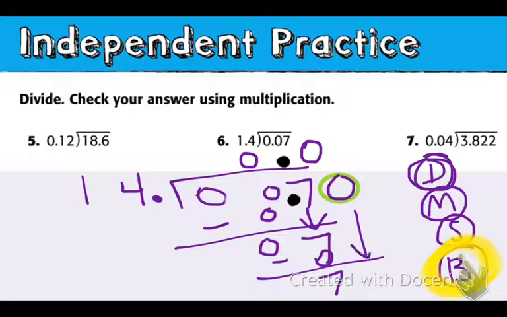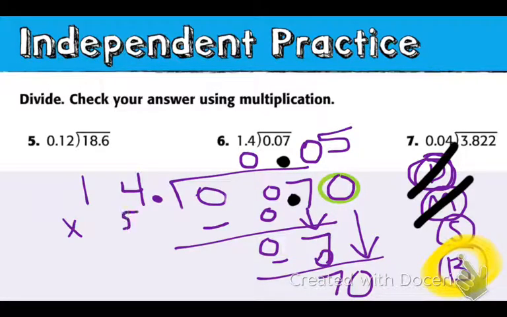So I'm going to bring down a 0. So I now have 70. I can go back to divide. How many times will 14 divide into 70? Well, I'm going to try 5. Now I can multiply. Let's figure out what is 14 times 5. Oh, it is 70. It actually worked out perfect.